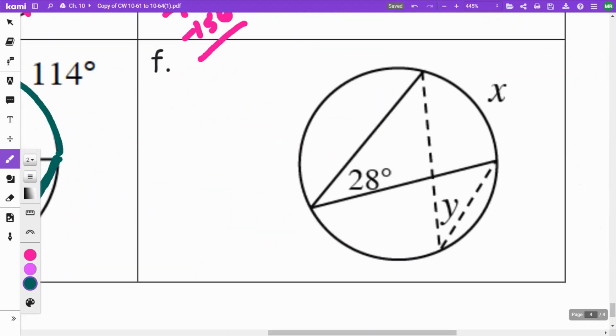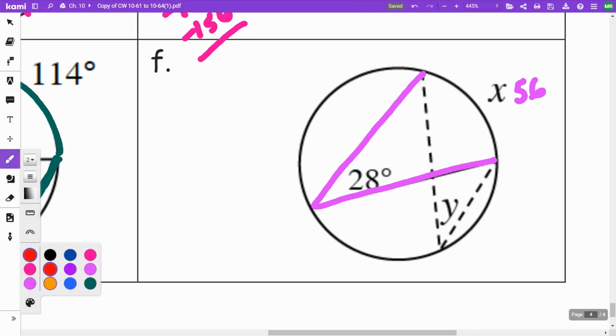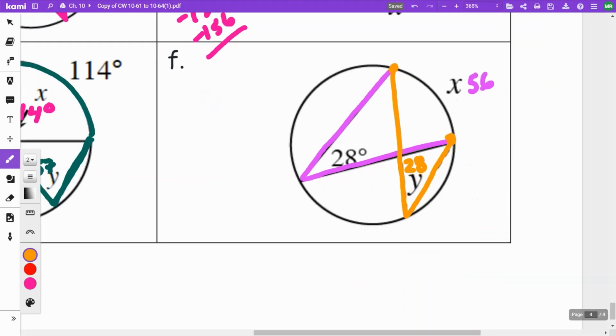On F, this inscribed angle, which is 28, forms X, which means X, the arc measure, is going to be double that, which is going to be 56 degrees. This Y forms that same arc. The endpoints are at the same spot. So it is going to also be 28 degrees. And hopefully that helps you out.